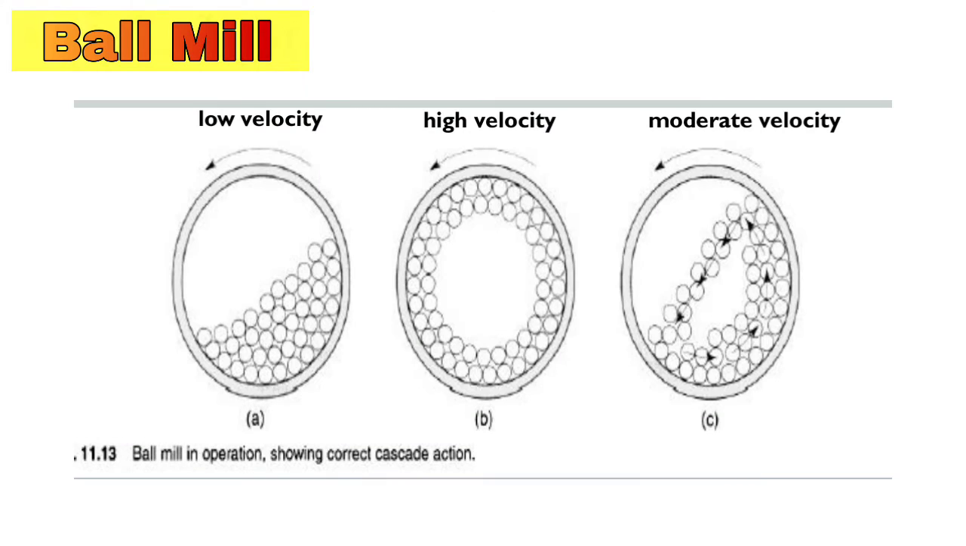As we look at the diagram, A is of low velocity, B is of high velocity, and C is of moderate velocity. Ball mill in operation showing the correct cascading action.